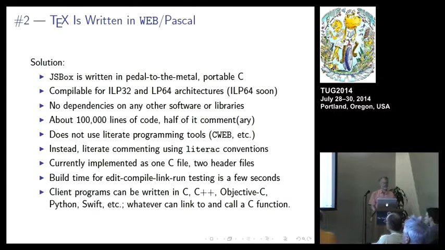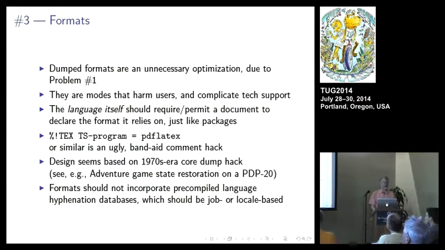So the next problem is formats. Formats are a form of non-transparent caching, and they are an unnecessary optimization due to the fact that TeX is a program. And they create modes that harm users and complicate TeX support. I think that the language itself should have a primitive in it that loads a particular format, so that each document can formally declare what format it relies on.